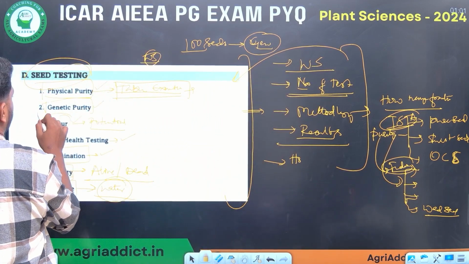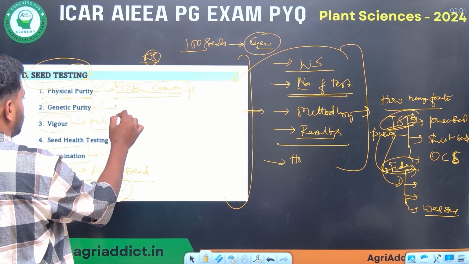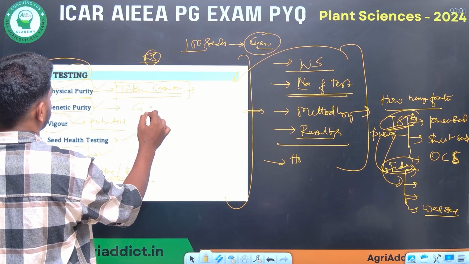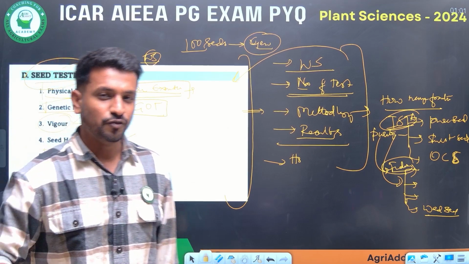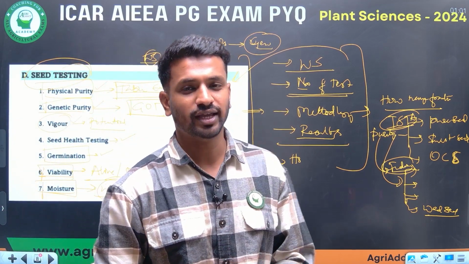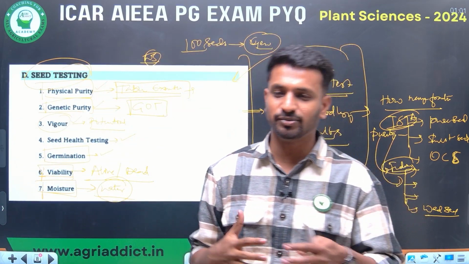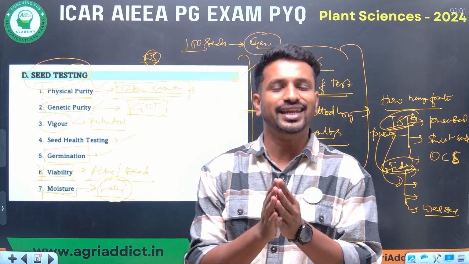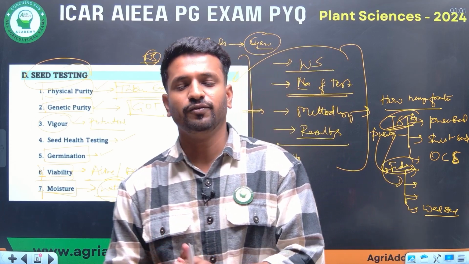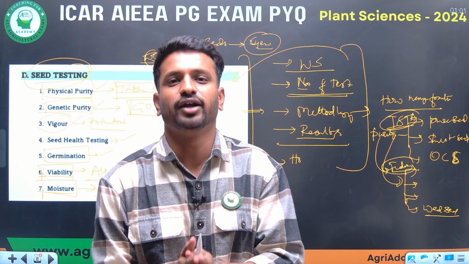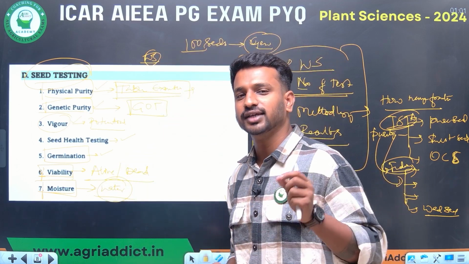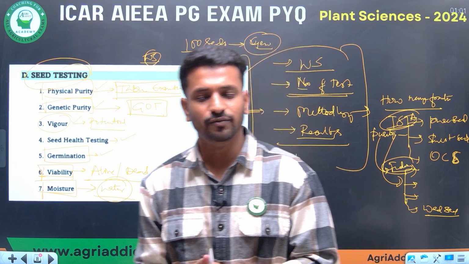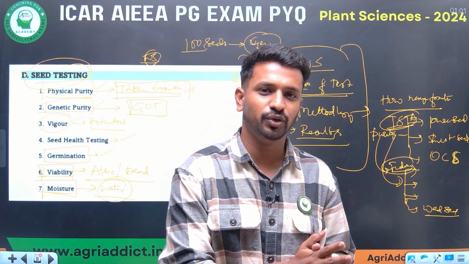And next, genetic purity. For genetic purity we have several tests, but remember the one most important thing, which is mandatory: GOT. Why do we always pronounce GOT? Why are the other tests not pronounced as much as GOT? Because in India, to test the genetic purity, we have only adopted the grow-out test. In India, to check the genetic purity of seeds, we only use the GOT, which is the grow-out test.